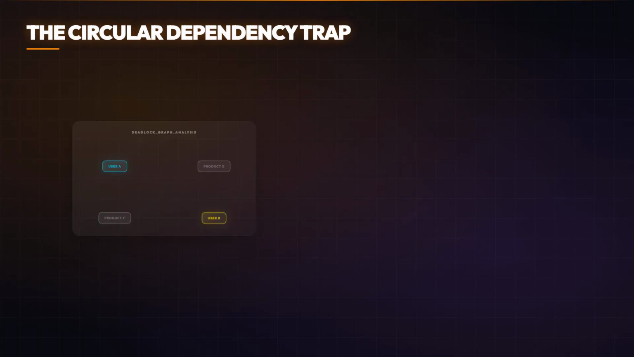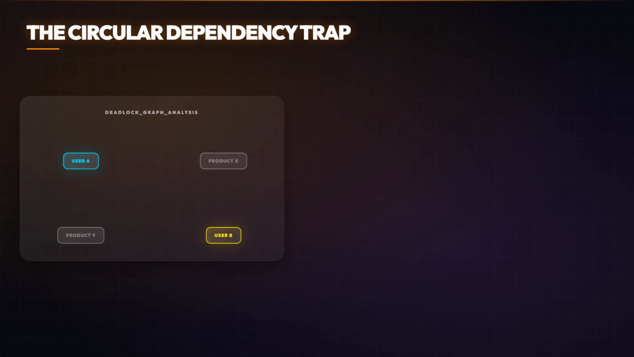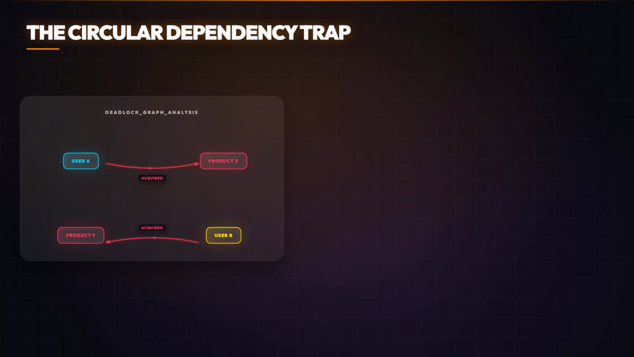But pessimistic locking has a final boss, the deadlock. Imagine transaction 1 locks row X and needs row Y. Meanwhile, transaction 2 locks row Y and needs row X. They're stuck forever in a toxic digital stalemate, each waiting for a resource the other holds. It's like a 4-way stop where everyone is waiting for someone else to go.